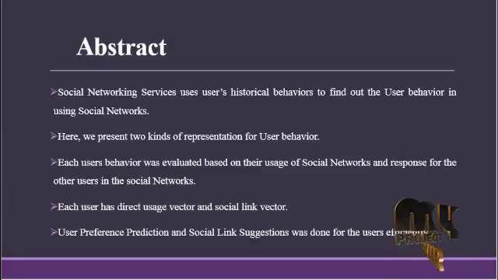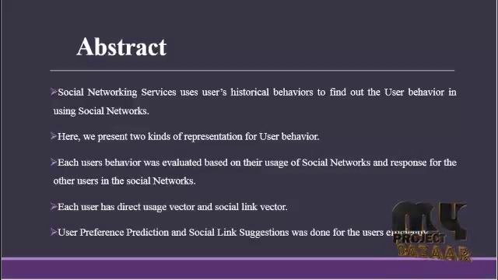In this paper, we incorporate the underlying social theories to explain and model the evaluation of users' two kinds of behaviors in social networking services. Specifically, we present two kinds of representations for user behaviors. A direct representation that presumes a user's behaviors are represented directly by their historical behaviors.